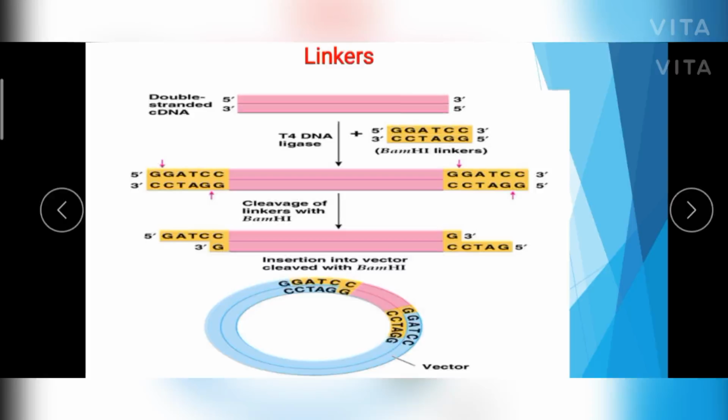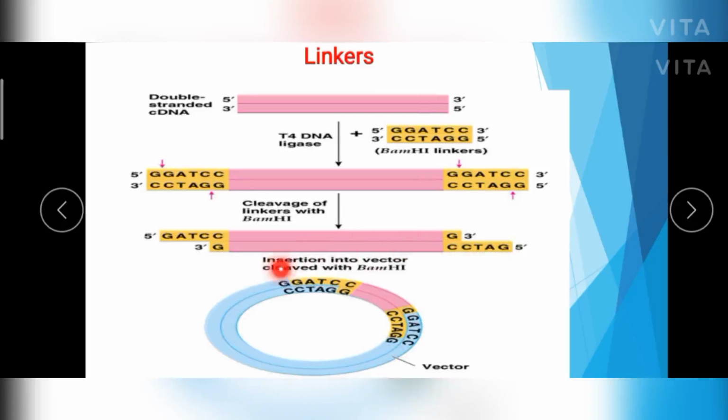They are exclusively used in gene cloning experiments to insert the target DNA into the vector molecule. So this is the target DNA molecule. On either side of this target DNA, the BamHI linker is added. After that, this target DNA is cleaved with the BamHI restriction enzyme. So you will get 5' overhangs, or sticky ends, on either side of the target DNA.